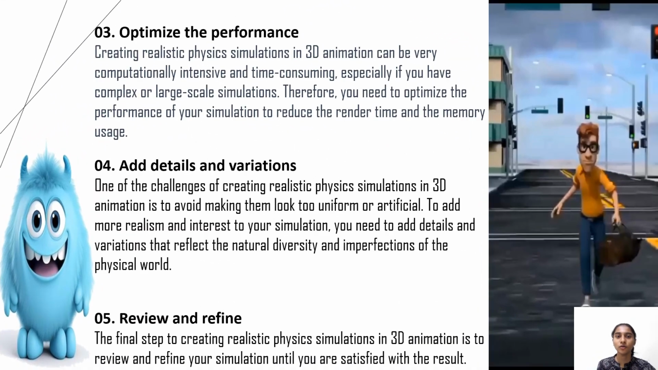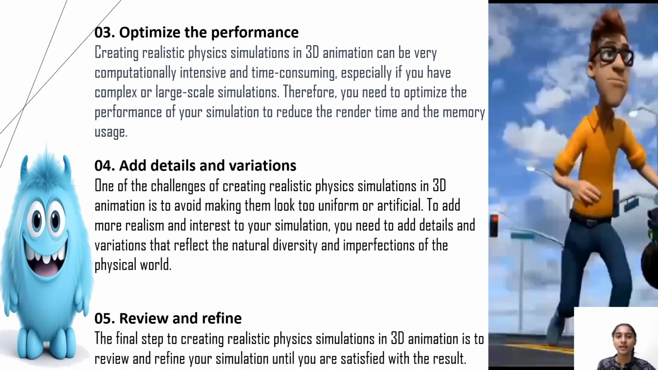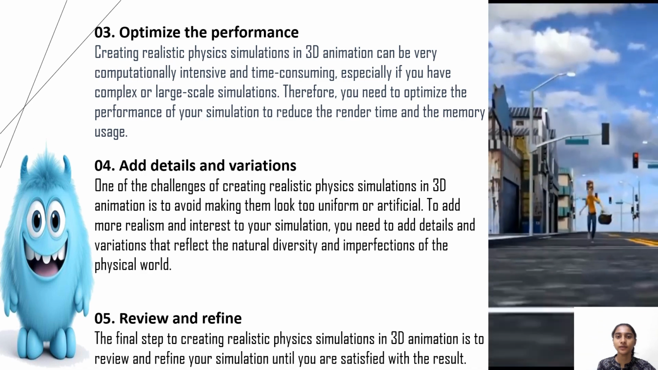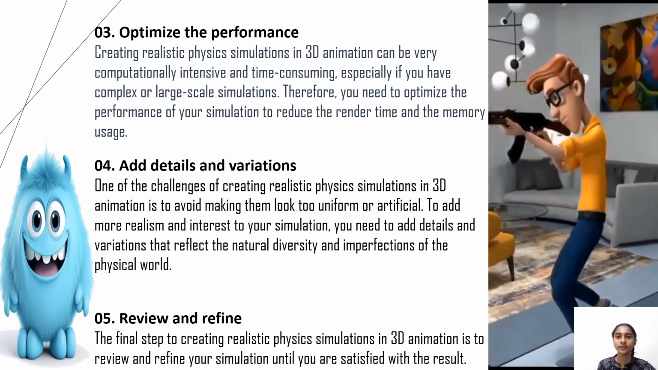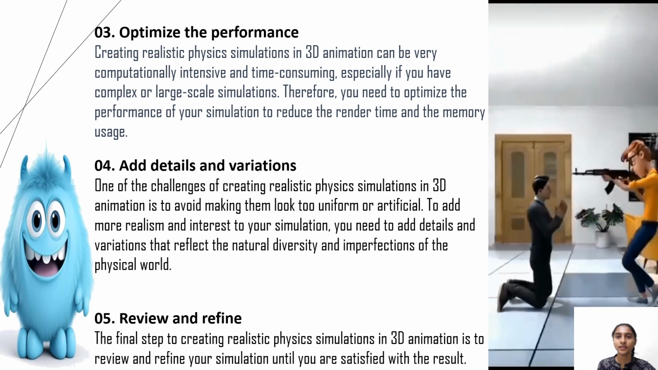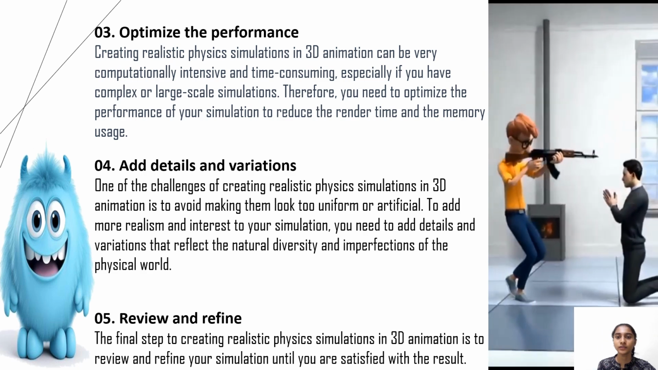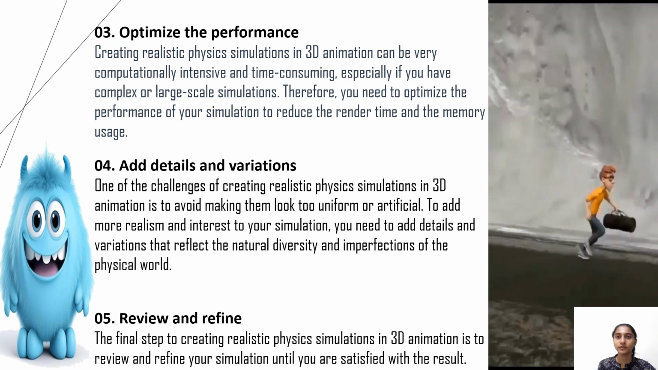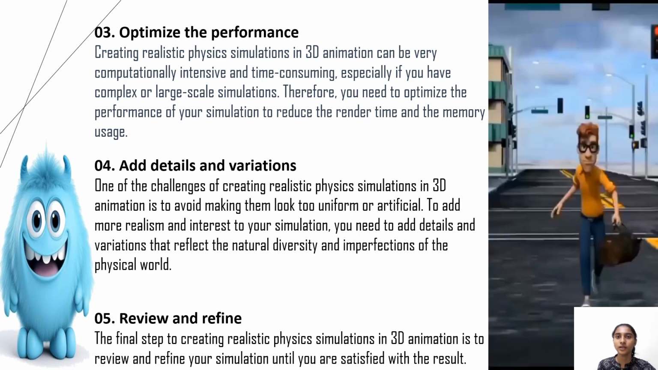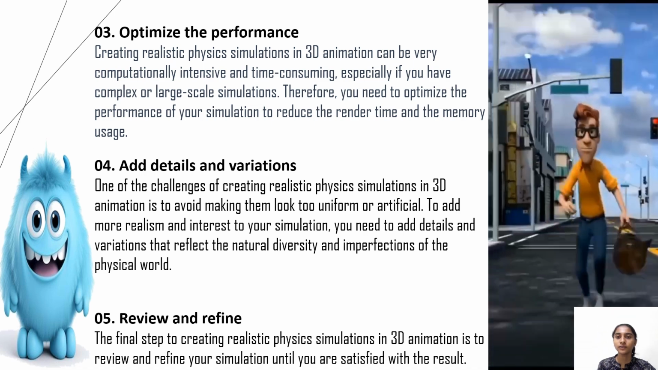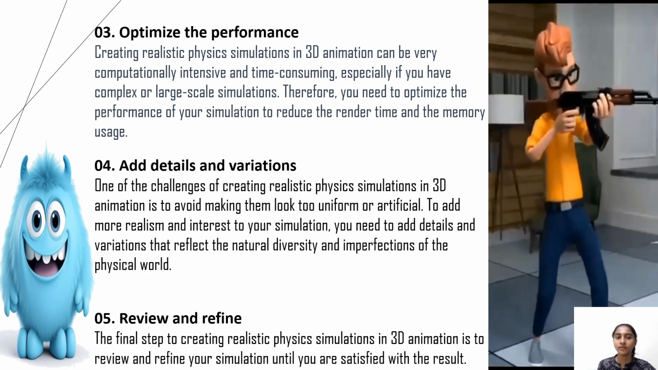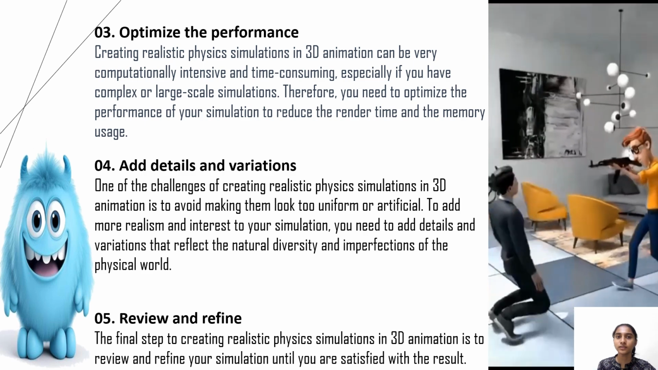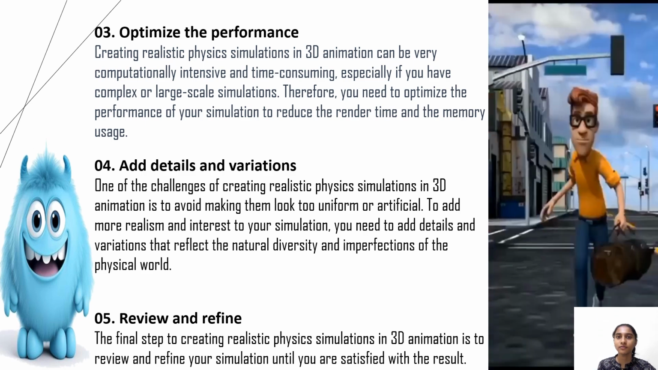Third step is optimize the performance. Creating realistic physics simulations in 3D animation can be very computationally intensive and time consuming, especially if you have complex or large scale simulations. Therefore, you need to optimize the performance of your simulation to reduce the render time and the memory usage.